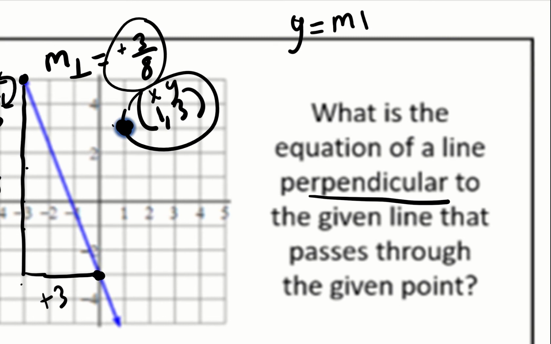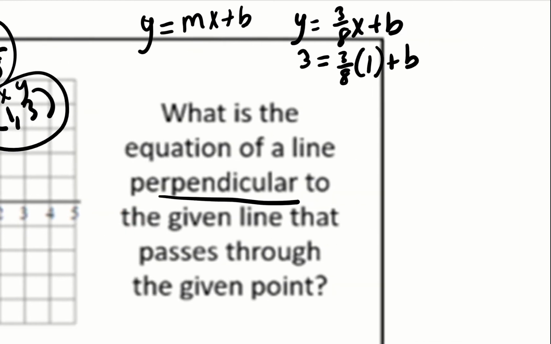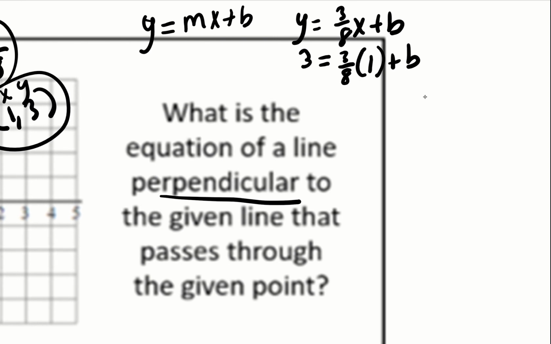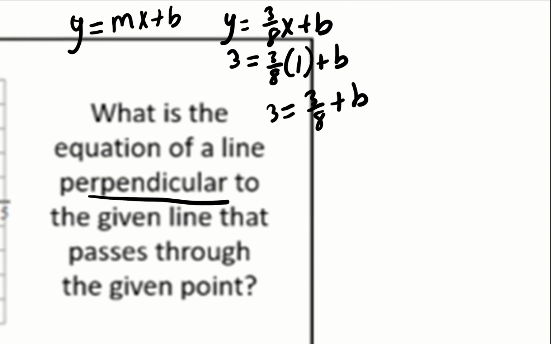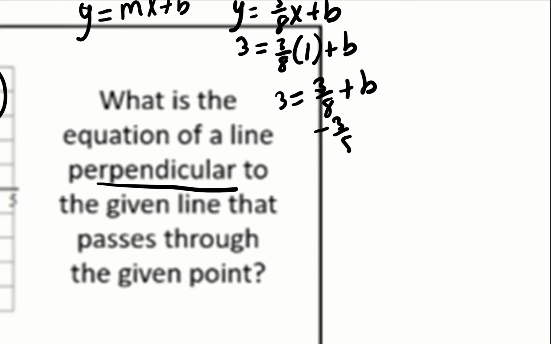y equals mx plus b. Let's plug in the slope, y equals 3/8 x plus b. Now let's plug in x and y. y equals 3/8 times x is 1 plus b. So we have here 3/8 times 1 is 3/8. So we have 3 equals 3/8 plus b. To find b, we need to subtract 3/8 on both sides.